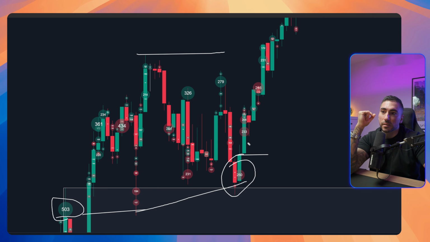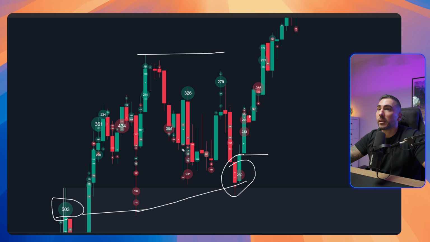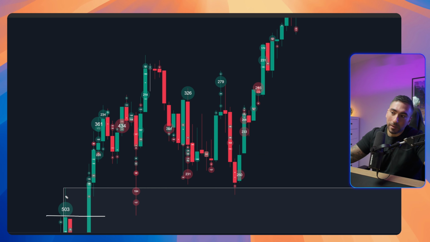How many minutes is this? It's 1, 2, 3, 4, 5 minutes. And that is the trading day done. And if you just zoom out a little bit, okay, with this data, it's super obvious, right?